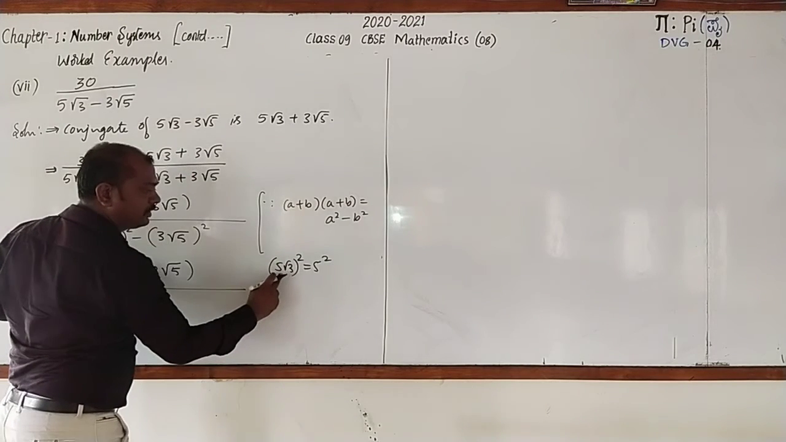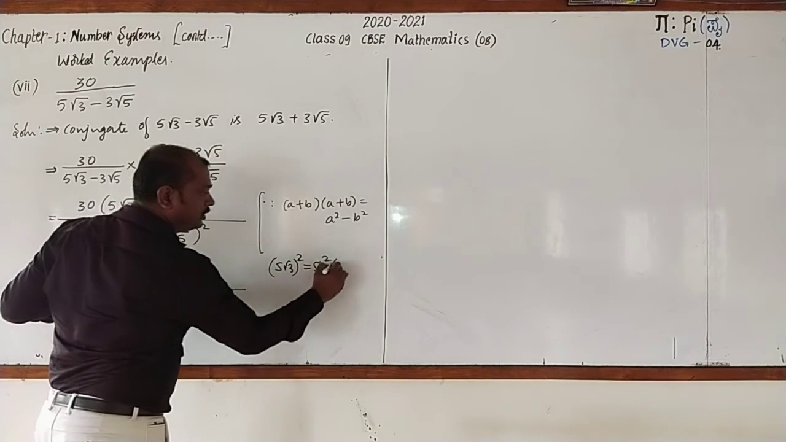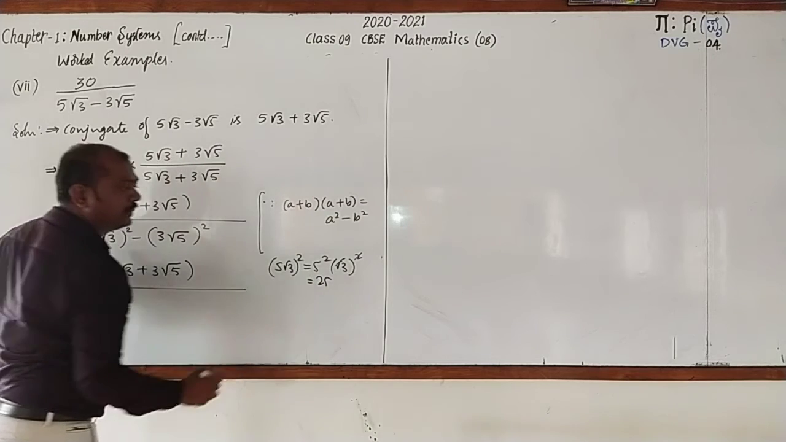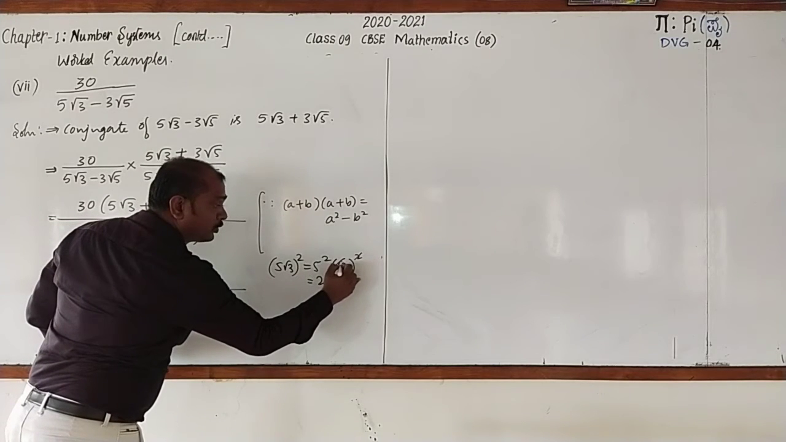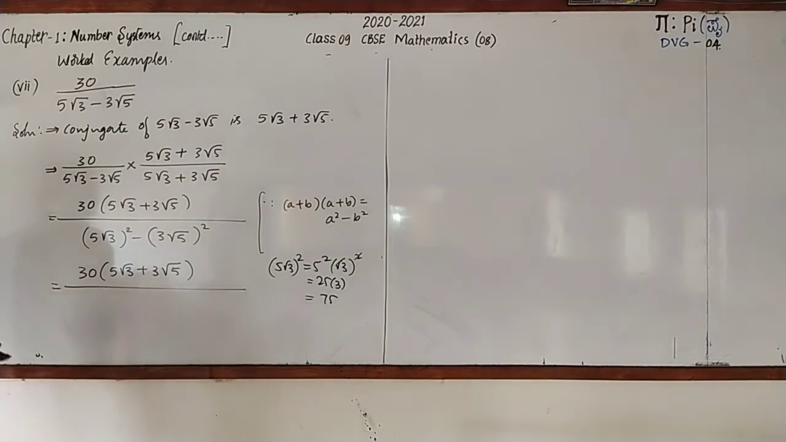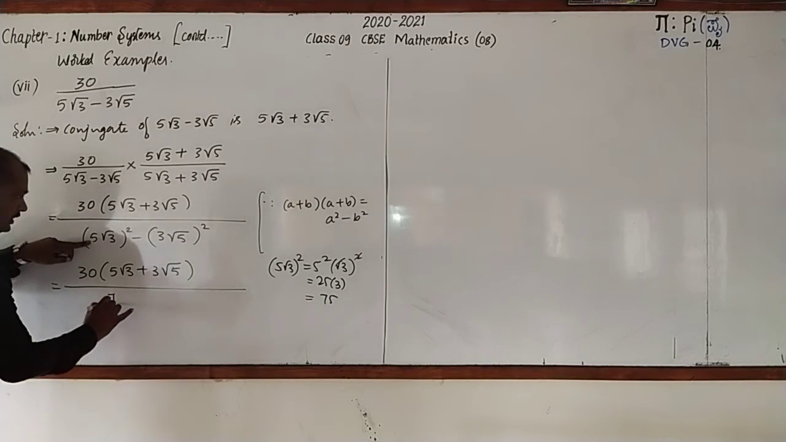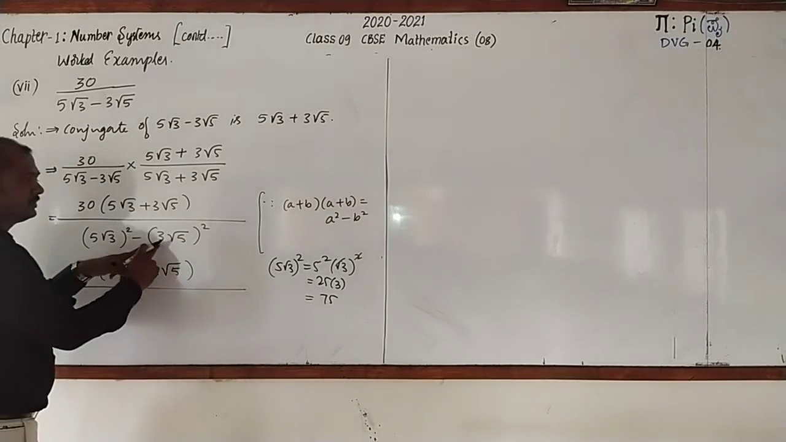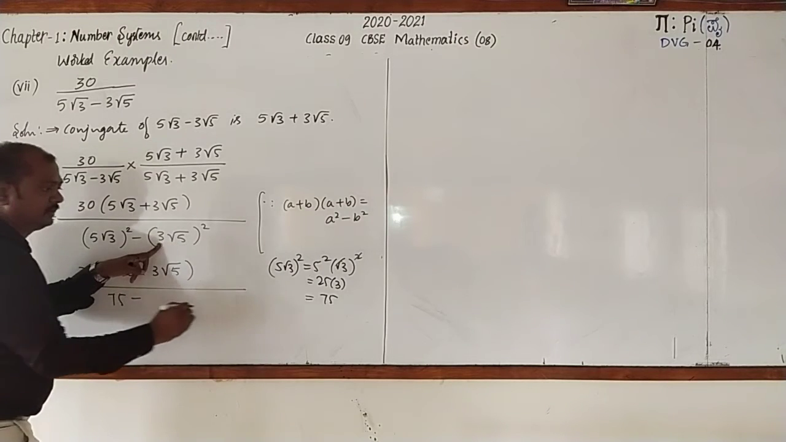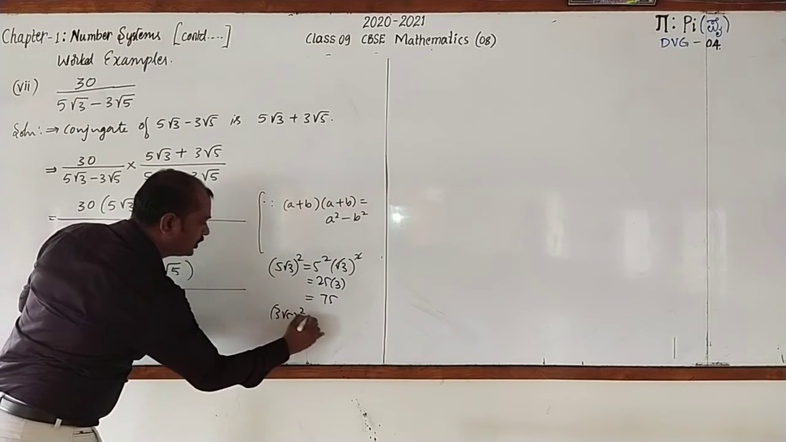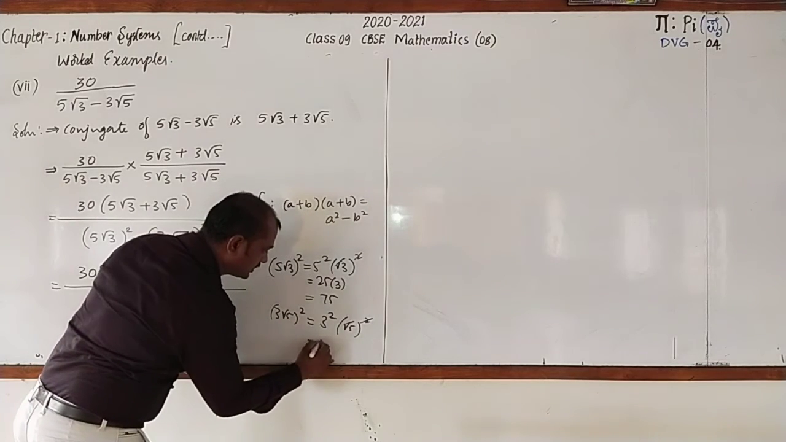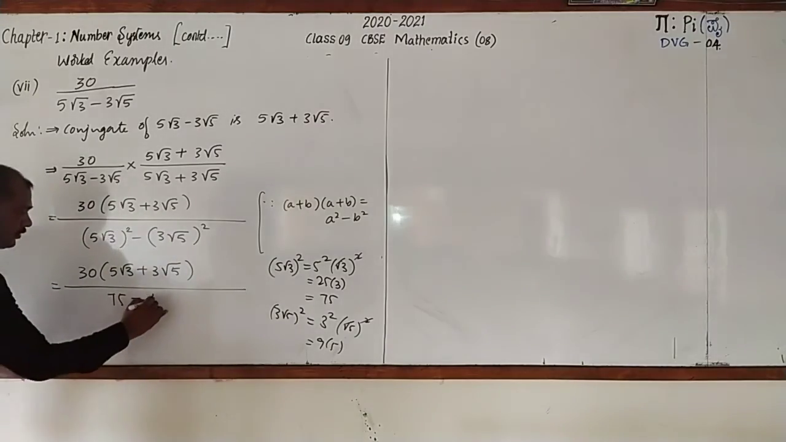It is 5 square, means square should be applicable to both, root 3 whole square. Square and root get cancelled. What is 5 square? 25. Root 3 whole square, only 3. 25 3s are 75. Hope that you have understood. It is 75 minus, what is there about this? 3 square, 9. 9 into 5, 45. Here I will write (3 into root 5) whole square, 3 square into (root 5) whole square. Root gets cancelled. 9 into 5, it is 45.